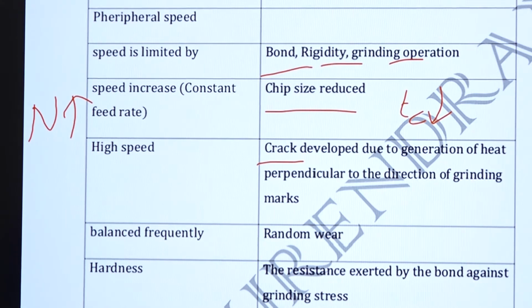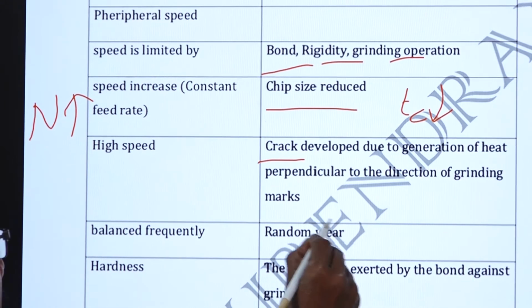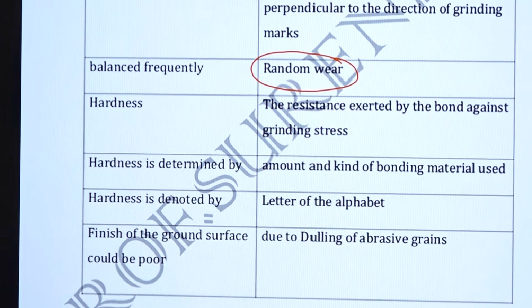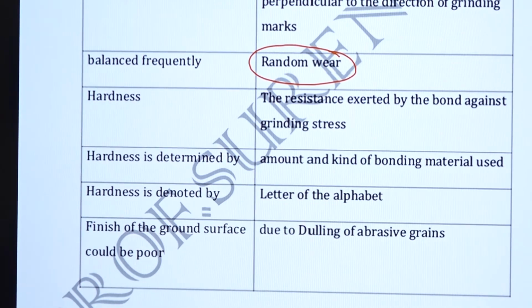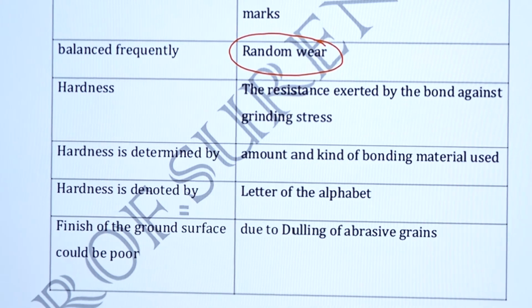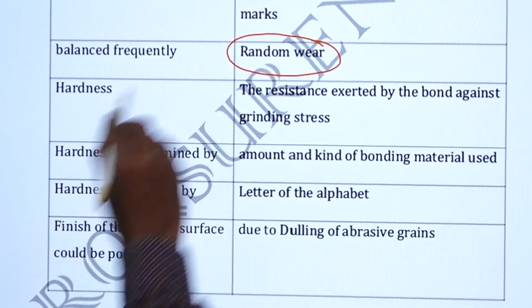The grinding wheel has to be balanced frequently. Why? Because of the random wear. It is an important interview question: why does the grinding wheel have to be balanced frequently? Because of the individual random wear.